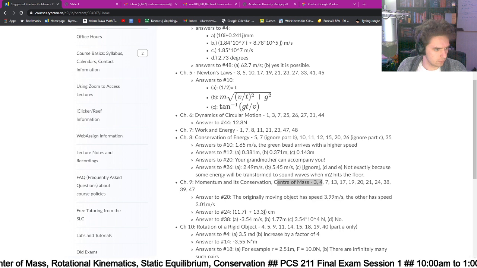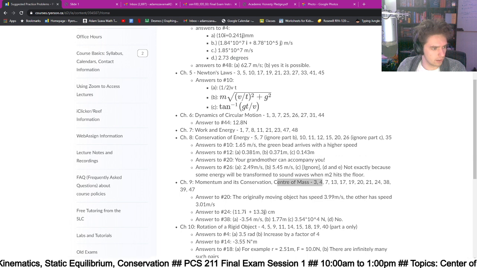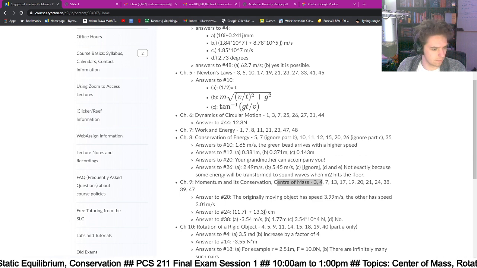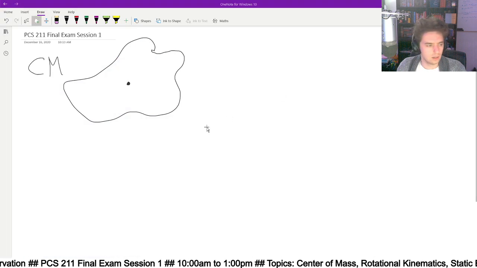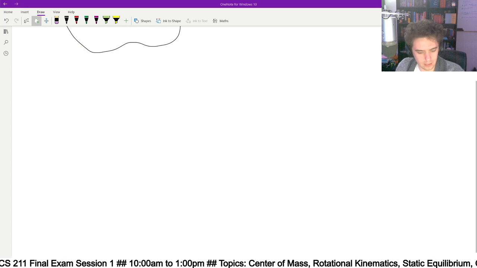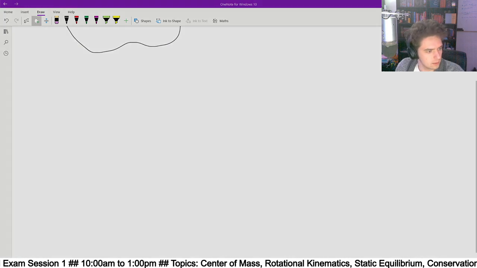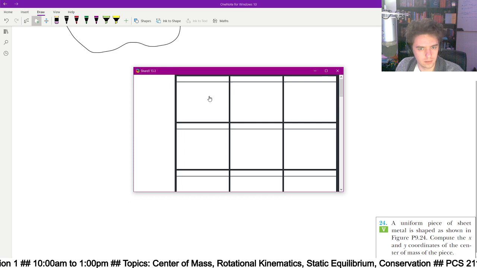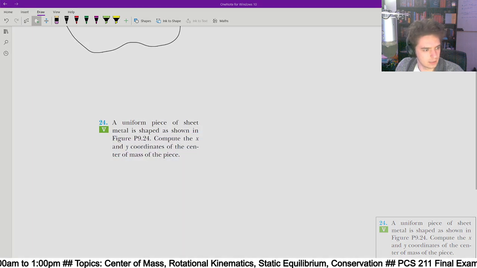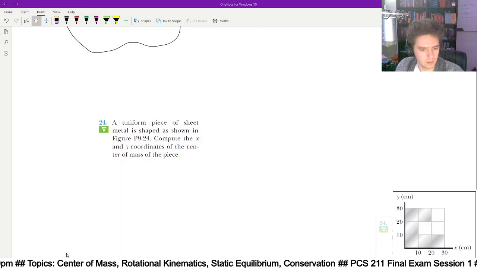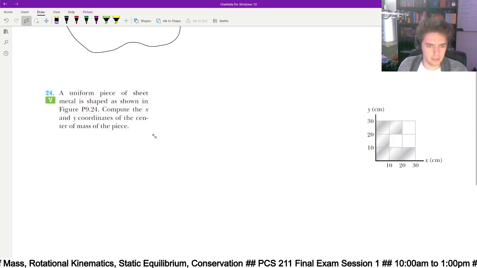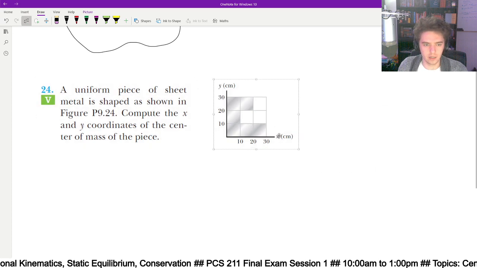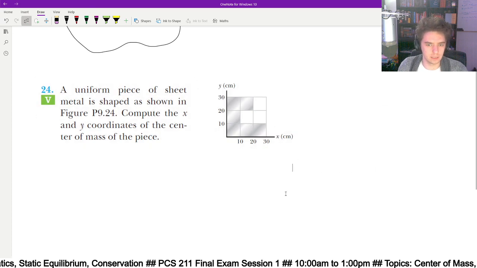Oh yeah, I remember seeing this when we were studying for the last one. So the first question is this, and there's a diagram for it too. A uniform piece of sheet metal is shaped as shown in this figure. Compute the x and y coordinate of the center of mass for each piece.